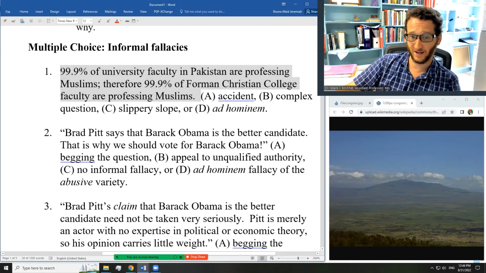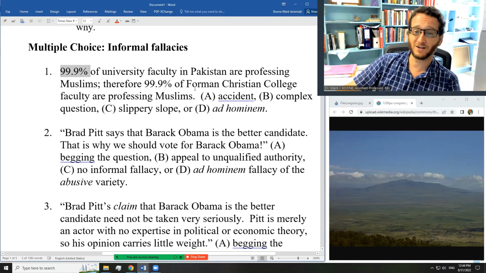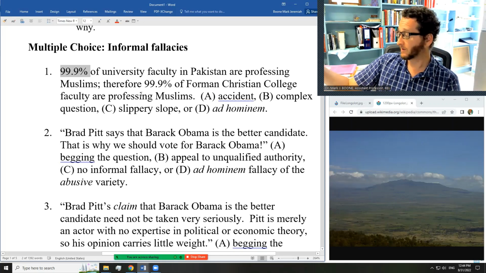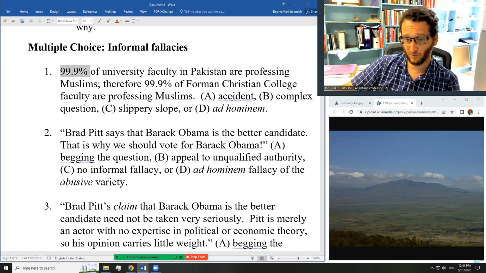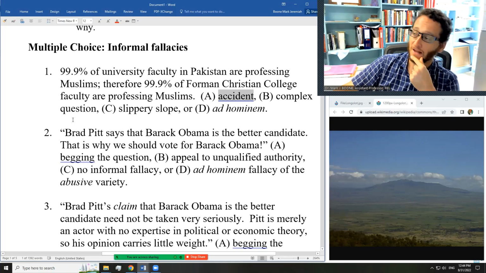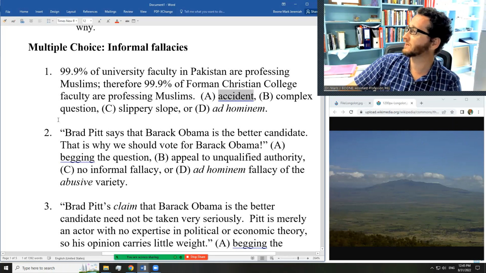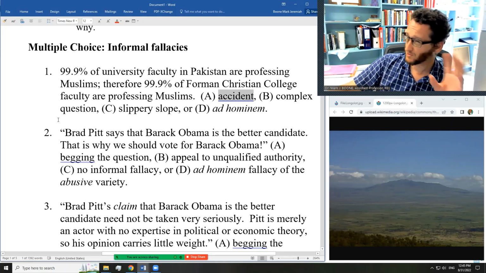Yeah, I'm not sure if this is an accurate figure. It's probably not. But if 99.9% of university faculty in Pakistan are professing Muslims, does it follow that 99.9% of faculty at Foreman Christian College are professing Muslims? No. And what fallacy would it be that makes that mistake? Accident. This, I think, would be a pretty good example of an accident fallacy. Though it has a lot of resemblance to the division fallacy. Those are subtly different, but not quite the same.